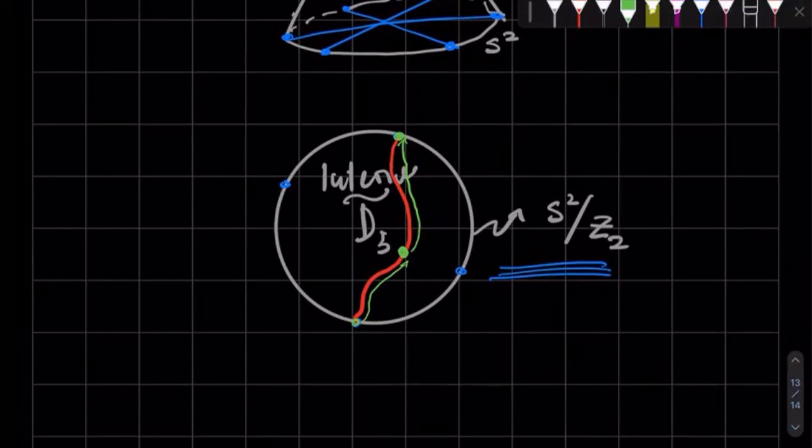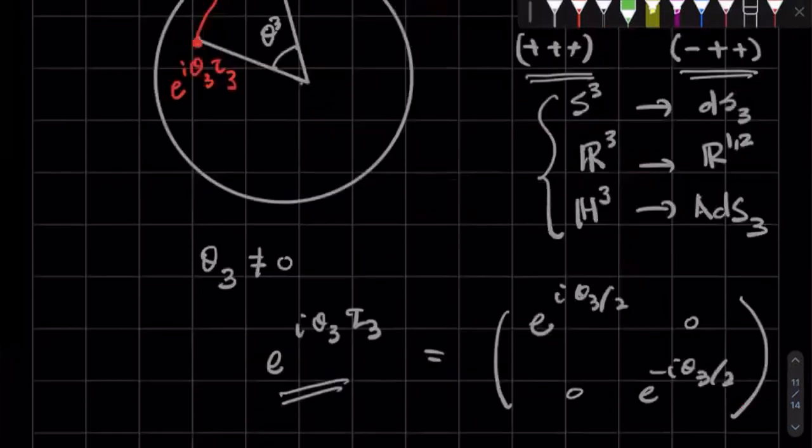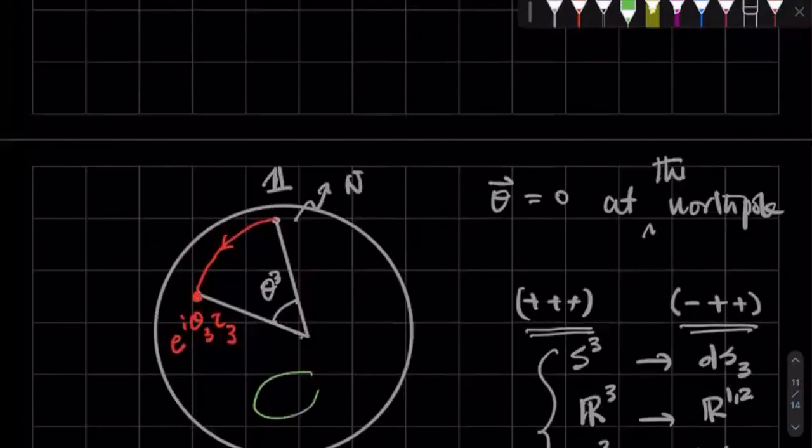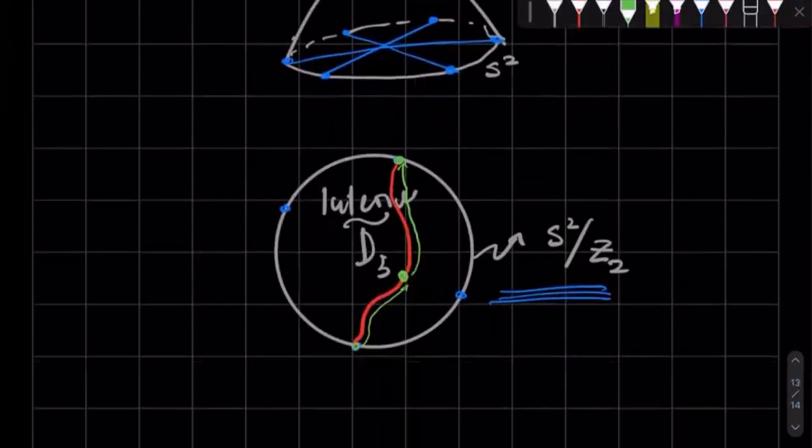Now on a regular sphere, if we have a closed curve, we can shrink the closed curve gradually until it becomes a point. Because we can do that on a sphere, we call the sphere a simply connected manifold. Let's try to do that over here for this curve.